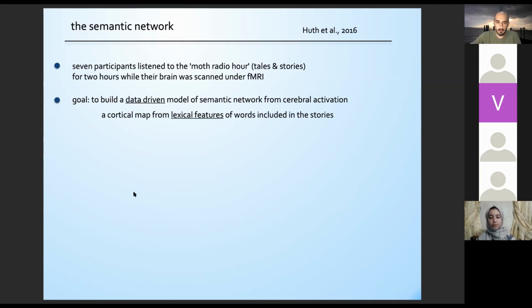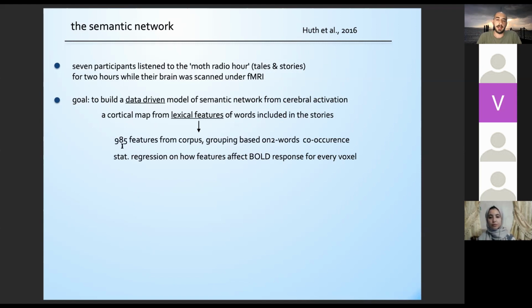So they took a big corpus, and they extracted 985 features by grouping two words, co-occurrences, by selecting those two words that would co-occur together. So a pure statistical data-driven computation. And then they would run a regression on how these features considered together affect the BOLD response, the hemodynamic response for every voxel, which as you should know, indexes the activation of a certain voxel. The voxel is a three-dimensional pixel of your cortex, right? A little piece of your cortex.